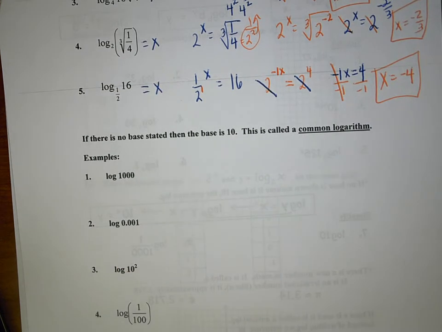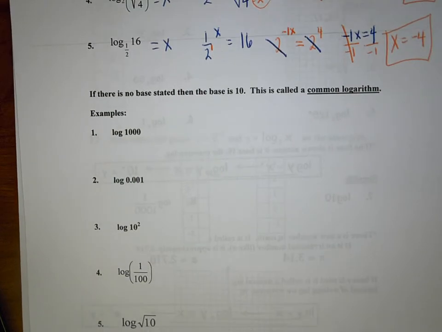Okay, do we feel okay with this? Yes, ma'am. All right. We already briefly talked about this, but again, if there's no base stated, then the base is 10. This is called a common logarithm.